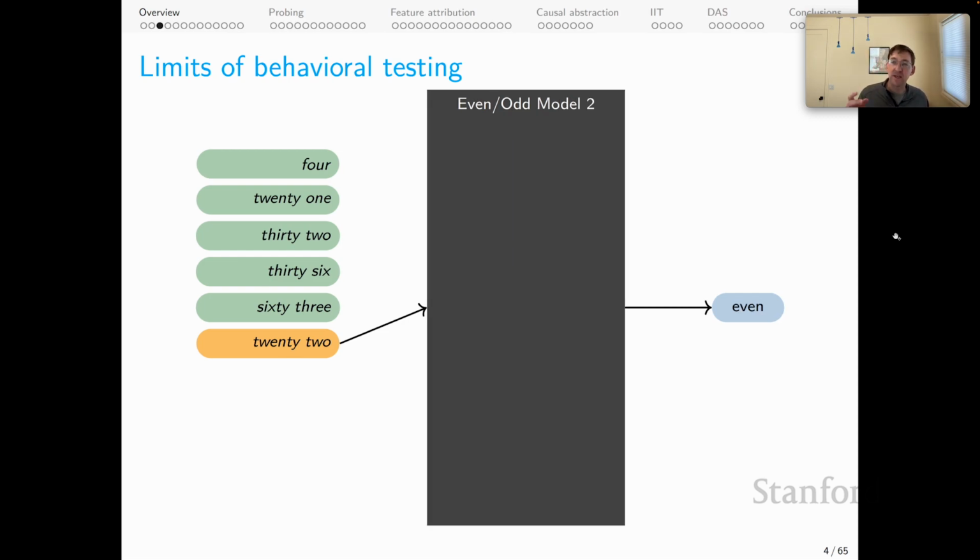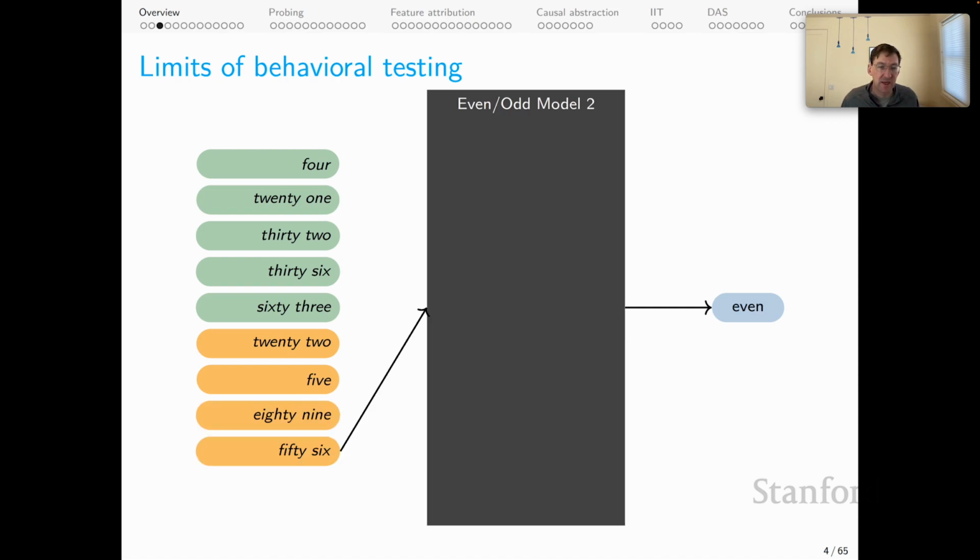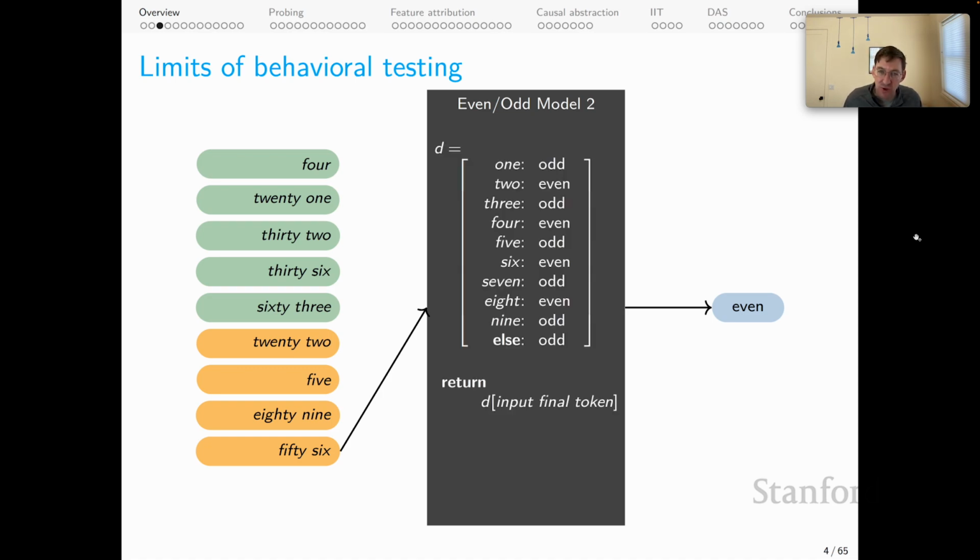But then we get a second even-odd model. It passes the first 5 tests. It makes a good prediction about 22, good prediction about 5, and 89, and 56. And again, your confidence is building, but you should be aware of the fact that you might have missed some crucial examples. And again, when I show you the inner workings of this model, you get immediately illuminated about where it works and where it doesn't.